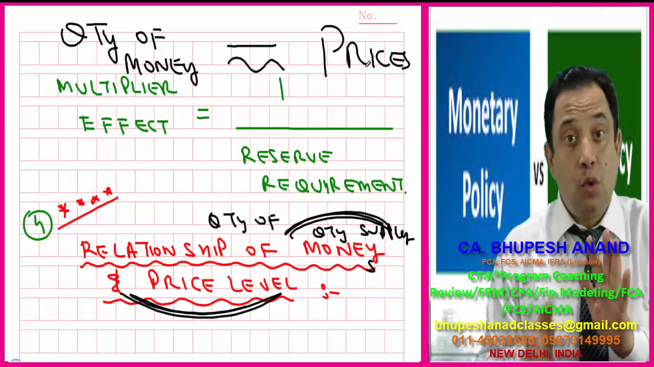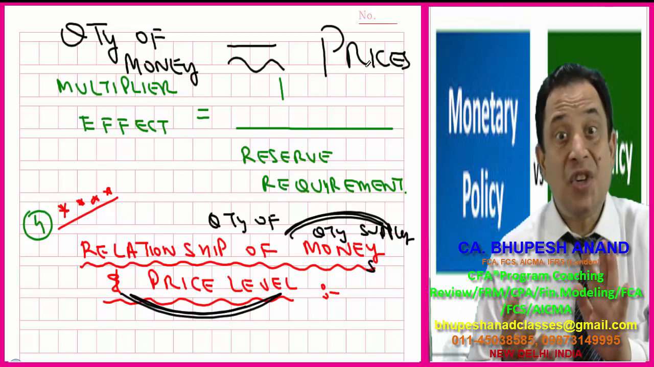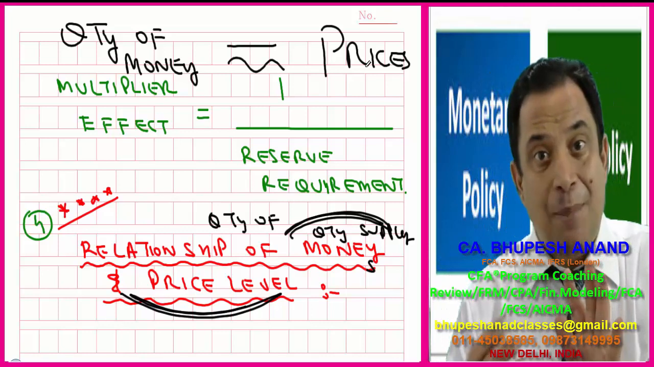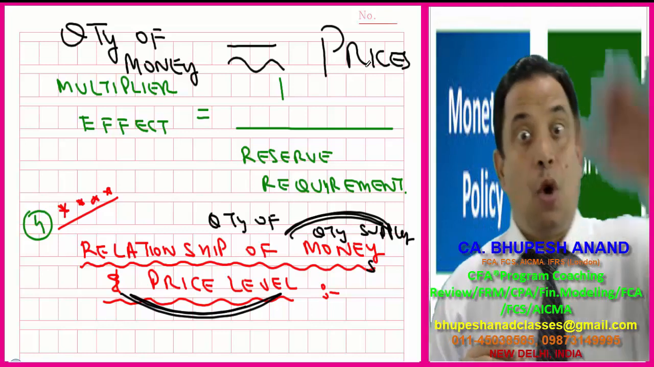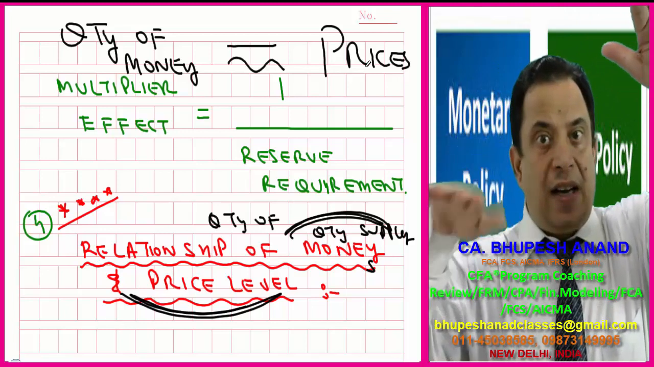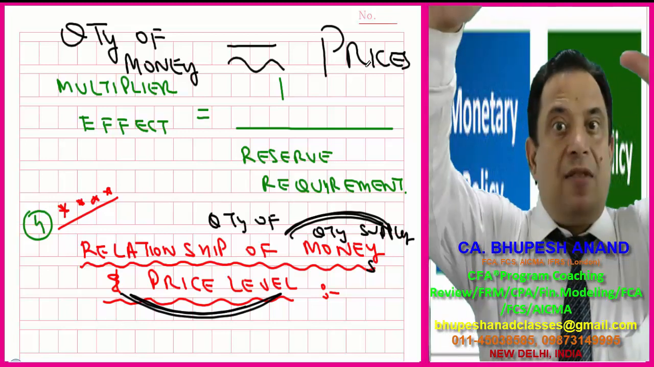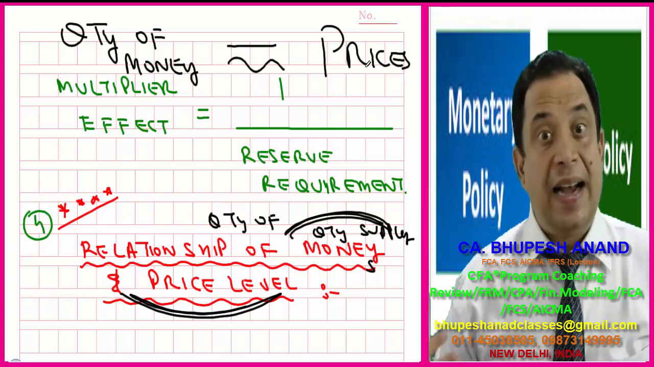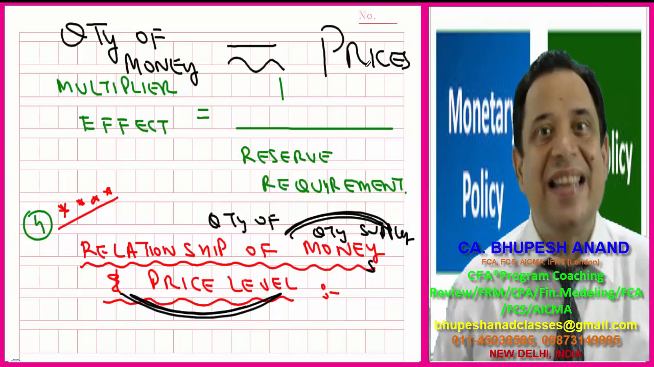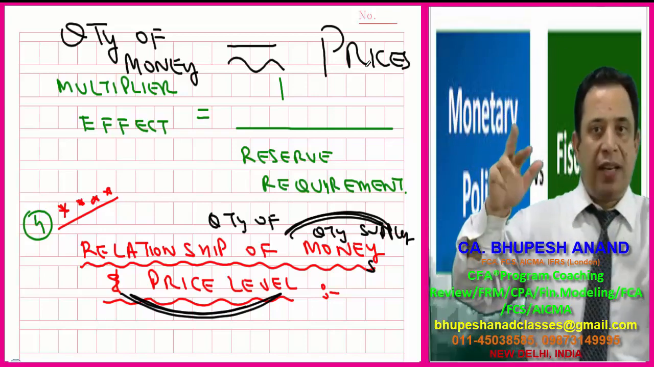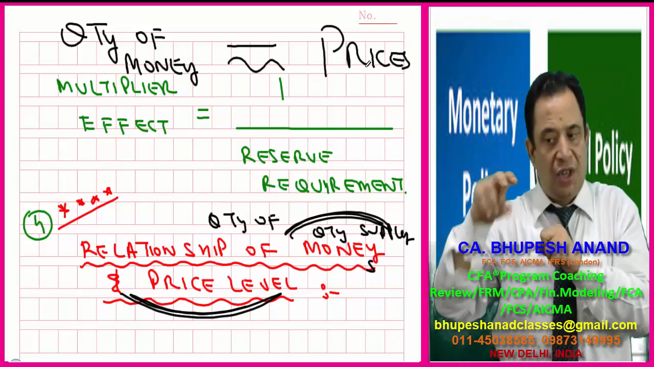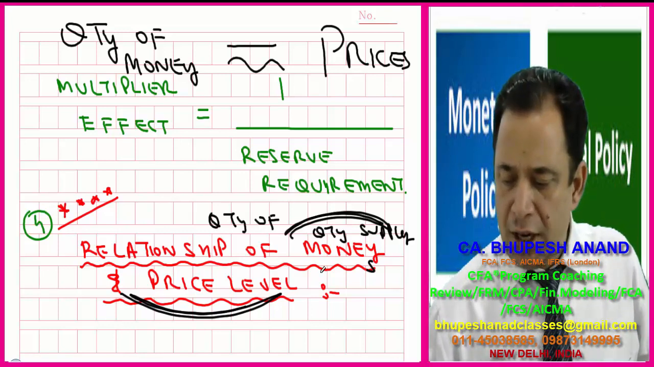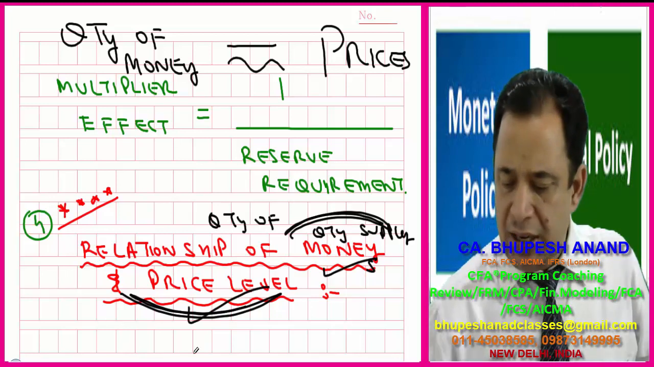So I can directly conclude here, before explaining it, what is the relationship of money and price level. If the money supply is more, I will conclude with the help of case studies that the price level will also become higher. Now, why so? For that, I have to use the concept of quantity of money supply and a second concept, money neutrality. These two concepts I will be using for understanding the relationship of quantity of money and price level.